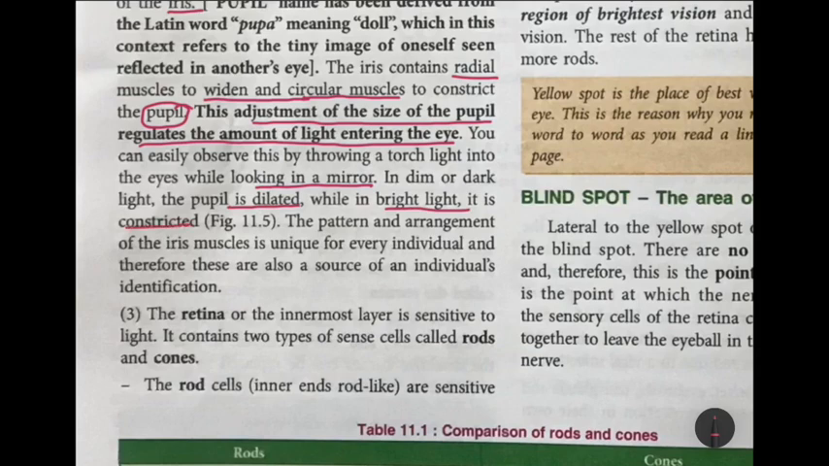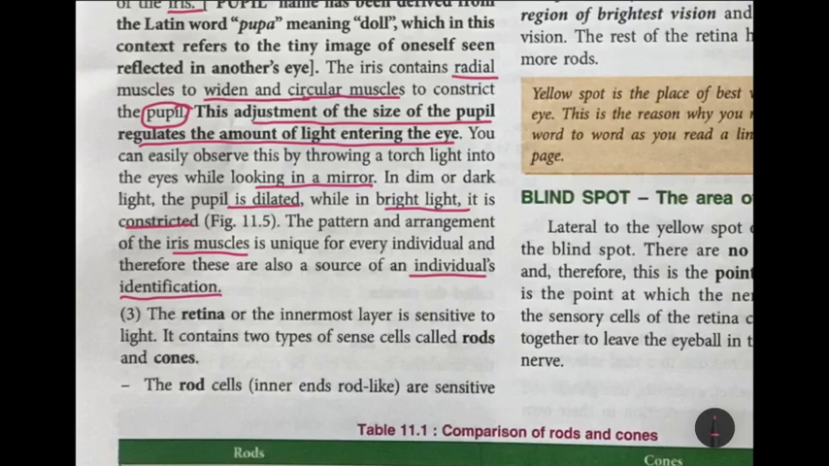it becomes very small. So the pattern and arrangement of the iris muscles is unique for every individual, just like our fingerprints. That is why this is a source of individual identification. Nowadays you have retina scans, I'm sure in movies you must have seen it: you look into the eye and the password is the eye, just like our fingertips. Each person has a different pattern and arrangement of the iris muscles. It is not the same in all individuals.